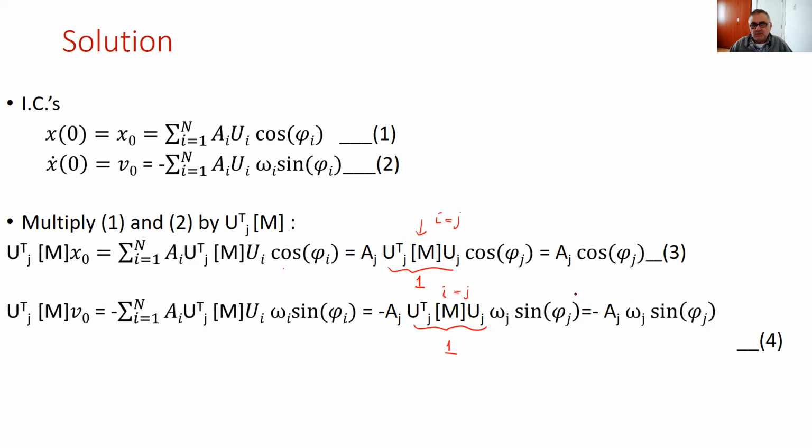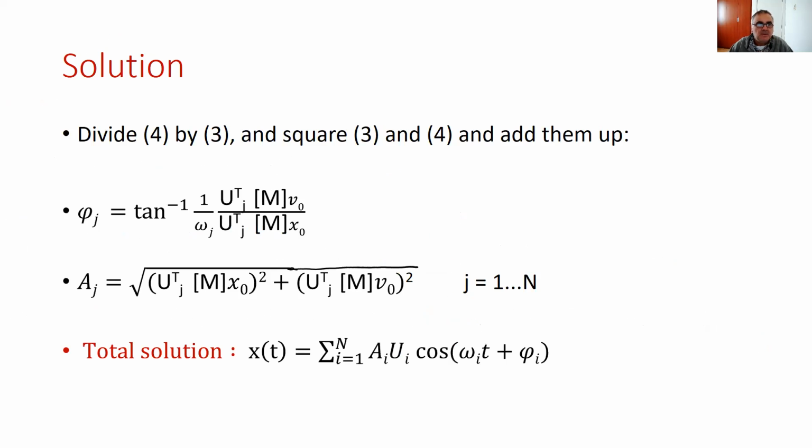And note that we can divide these terms by each other, and the Aj's are going to cancel, and we will have sine over cosine, which is tangent, so we can solve for it. And that's what we will do. If you divide these by each other, you will just get the phase angles, as you see here. The phase angles can be obtained from these equations. By the way, this looks like a matrix, but actually these are just scalars.